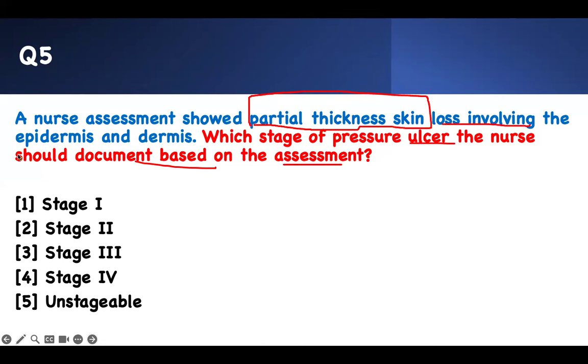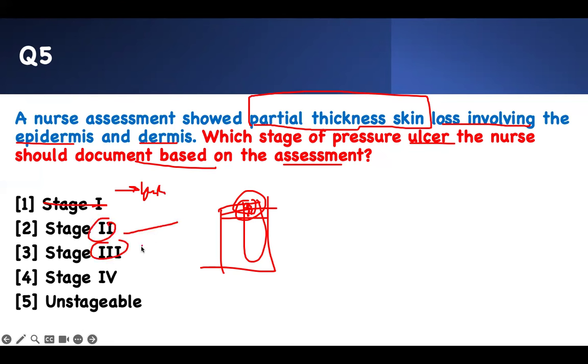Loss involving what? Epidermis and dermis. So if this is the skin, this is the epidermis, there's a loss here, partial, and there's a loss in the dermis. It's not the full one. Therefore, so far as there's a loss, which stage of pressure injury should the nurse document? It can't be stage 1, because in stage 1 there's no loss. It's just erythema, hyperemia of the skin. Stage 2 is partial. Stage 3 is full. And stage 4, you see bone. Unstageable means you can't even stage it, there's eschar over there. Test-taking strategy.